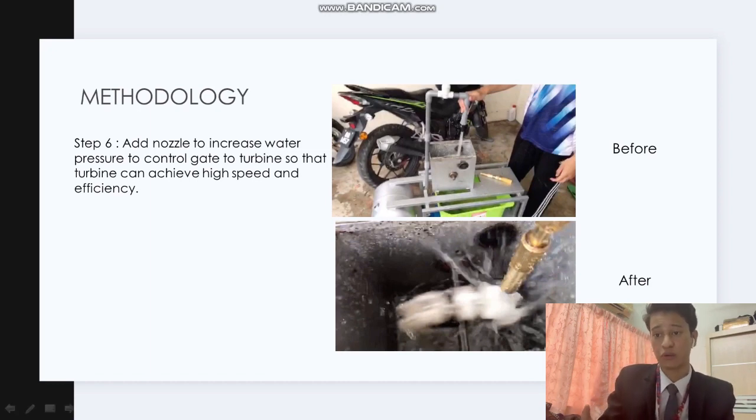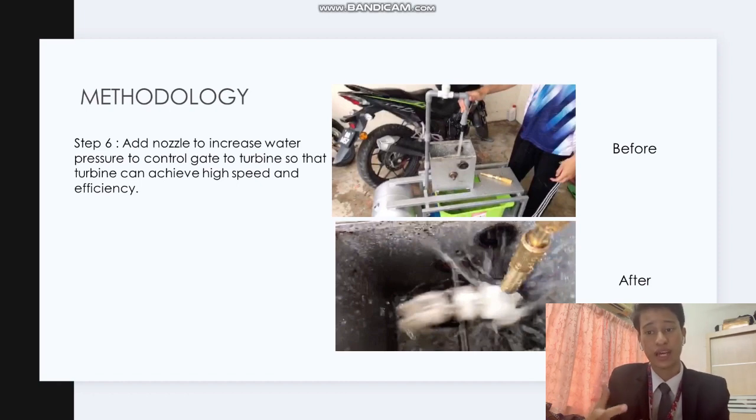So here we go to step 6, which is last but not least. Add a nozzle to increase water pressure to the control gate to the turbine so that the turbine can achieve high speed and efficiency.